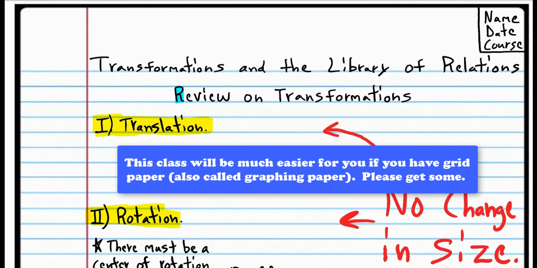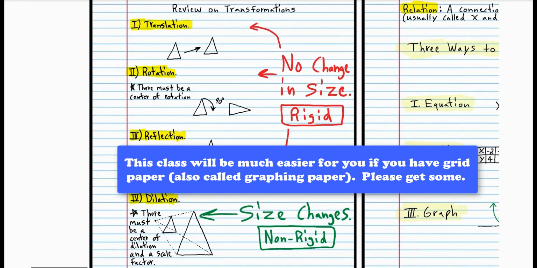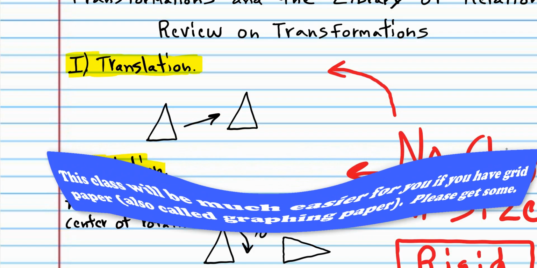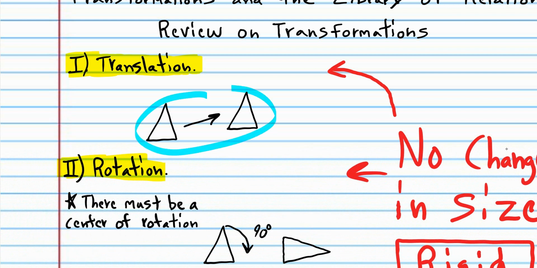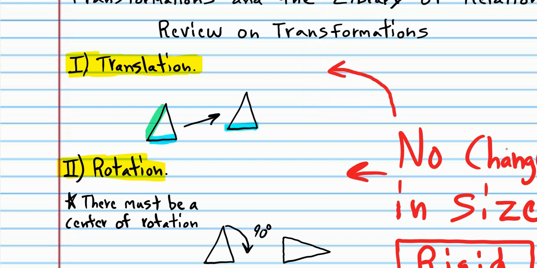We'll start by reviewing transformations. We went over transformations in my geometry course. We covered the four basic types. Translation is when you change the position of an object, but you don't change the orientation. So this side is the bottom of the triangle, but it's still the bottom of the triangle. This side is at the left of the triangle, but it's still at the left of the triangle. So you're not rotating or flipping around, you're just changing the position of the object.